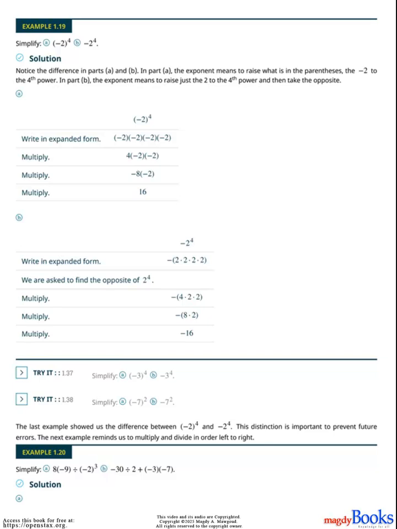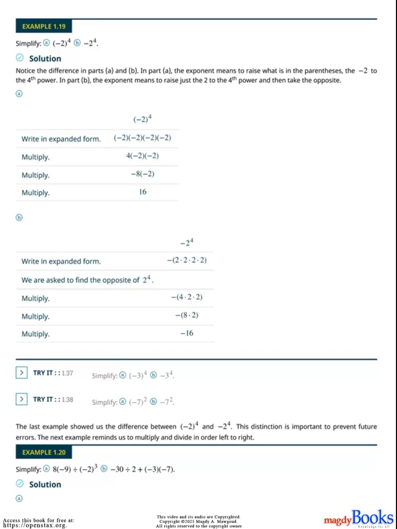Try it 1.37. Simplify. A. (-3)^4. B. -3^4. Try it 1.38. Simplify. A. (-7)^2. B. -7^2. The last example showed us the difference between (-2)^4 and -2^4.